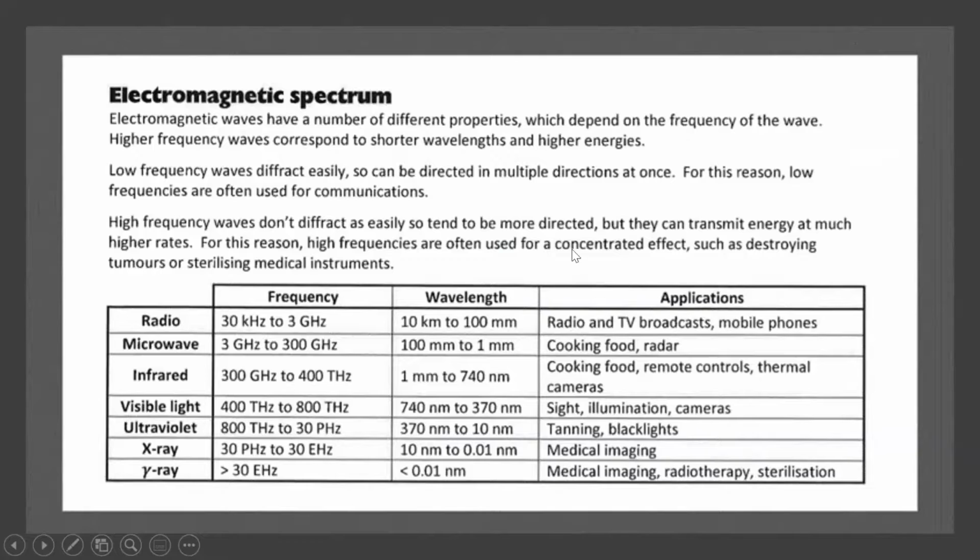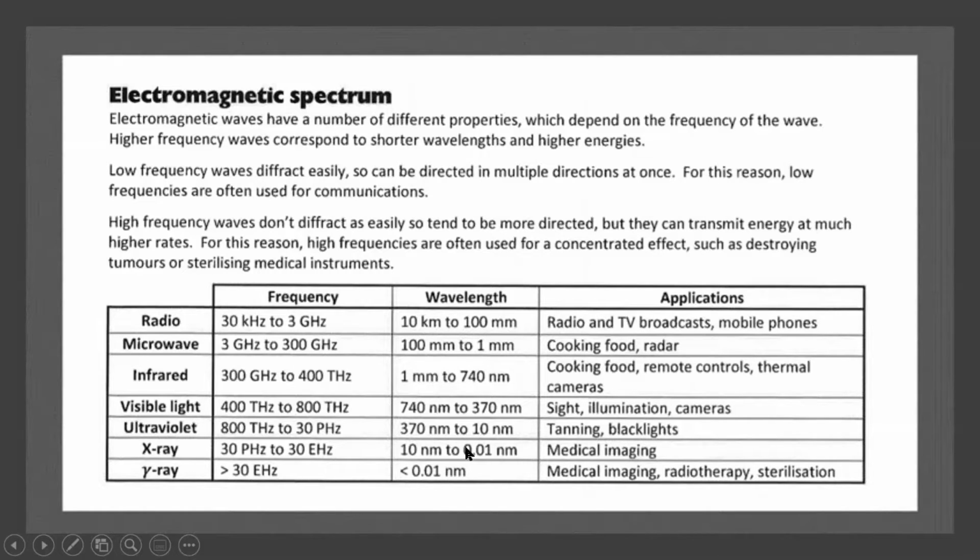Okay, so this is an overview of the uses of the electromagnetic spectrum. We'll go through each in detail, just a few slides. Radio: you probably know radio and TV broadcasts, communications, mobile phones often use radio. Microwave: cooking food, radar. Infrared: cooking food, remote controls, thermal cameras. Visible light: eyesight, sight, illumination. People forget to write that in exams. Illumination, cameras.